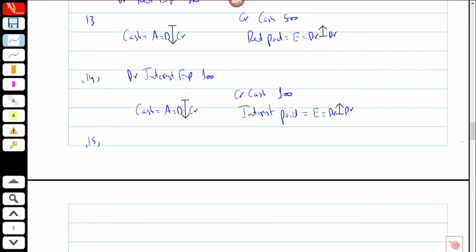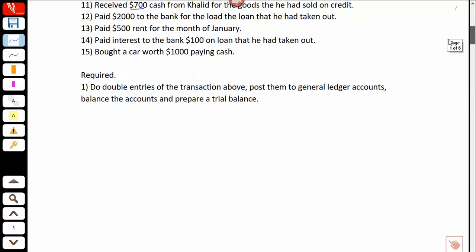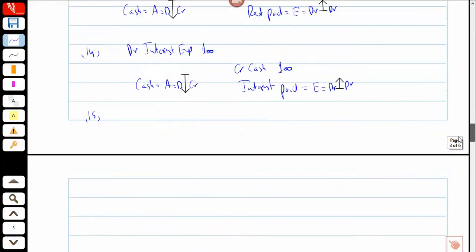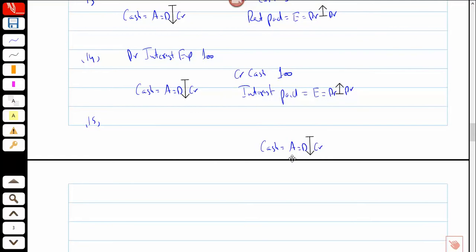So again, transaction 15. Bought a car. Again, what is car? Car is machine, asset. Yeah? And we paid money for it. So credit cash. And car, an asset. Assets are debit by nature, and they're increasing. So debit car. Okay. How much was it? 1,000? What kind of car is it? Maybe it's orange.